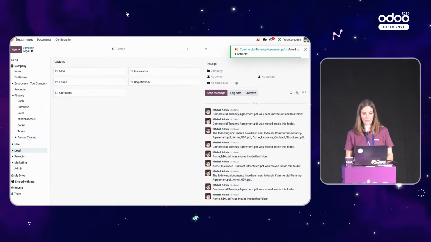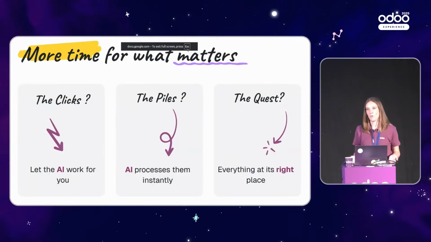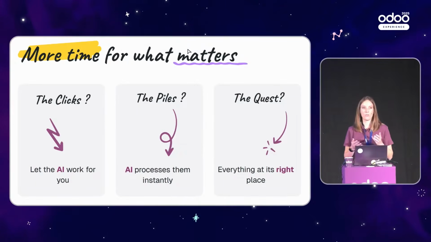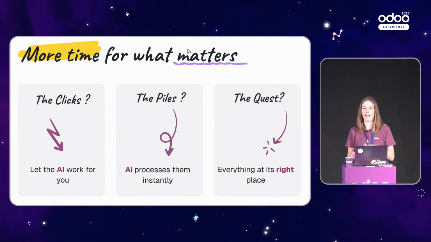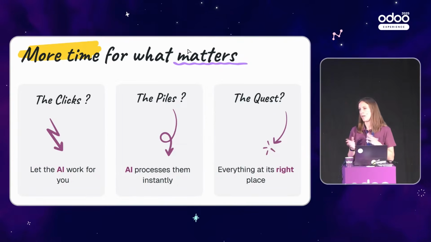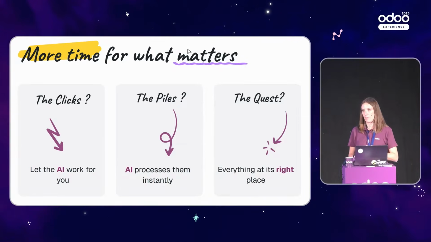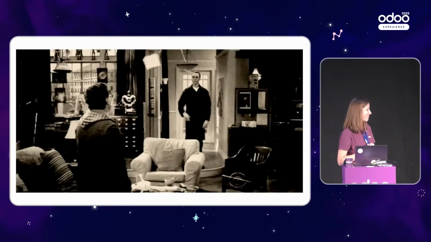That's it. So you get more time for what matters, meaning growing your business. The clicks, you can completely avoid by letting the AI work for you. The files, the AI is way faster than any human being at processing those files. And then the prompt, you just need to prompt your AI properly. There are a lot of best practices there, and you need to really learn and try. There is a learning curve there, but everything will be in its right place. So thanks a lot, and I'm ready for your questions.